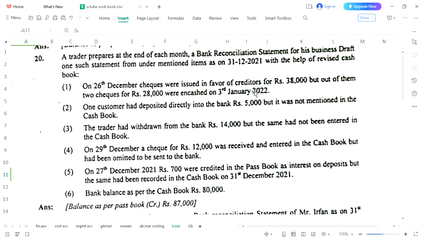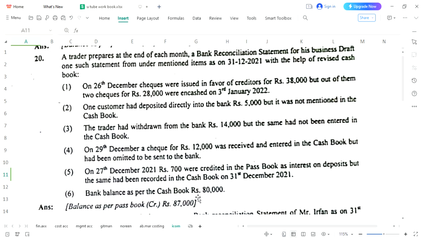Now another strange thing has happened. You can see that bank balance as per cash book is given at the last stage of the question. It doesn't matter whether you take this at the start of the question or at the end. It's not compulsory, but it is better to take your balance at the start. So the first entry is balance as per cash book.